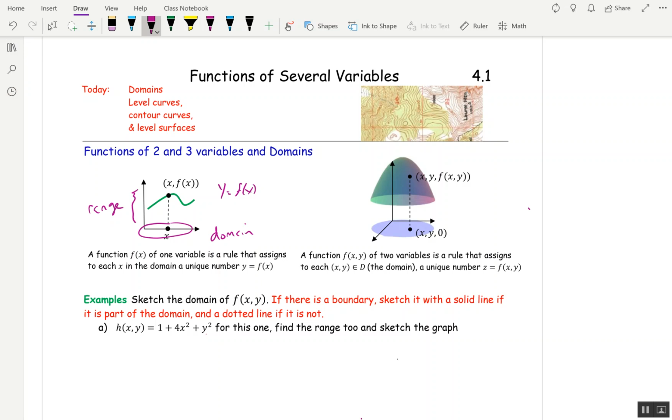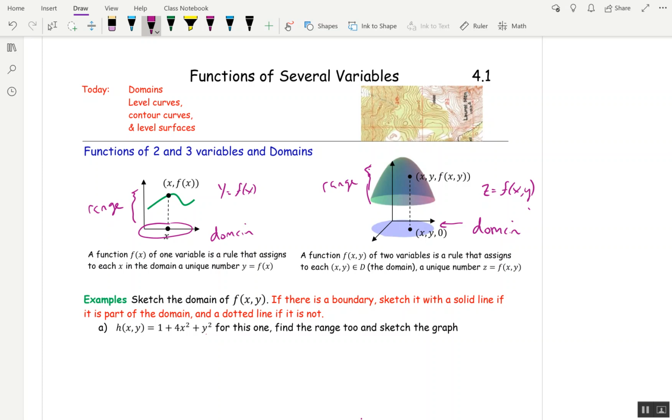A function of two variables can be visualized as a surface. So z equals f of x comma y. The x, y's are down here. This is the domain. So now the domain's going to live in two variables. And the range will be the set of z values that the function takes on, so they will lie on this axis. And you can see we've got a surface there.